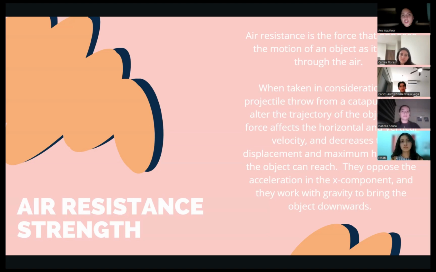Then we have the air resistance strength. Air resistance is the force that opposes the motion of an object as it passes through the air. When taken into consideration in a projectile throw from a catapult, it does alter the trajectory of the object. The force affects the horizontal and vertical components and decreases the displacement and maximum height that the object can reach. It opposes the acceleration in the x component and works with gravity to bring the object down.